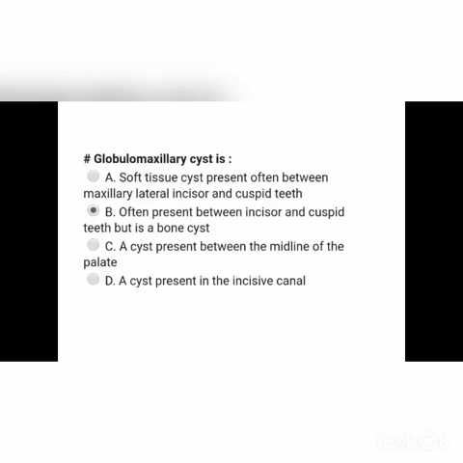Globulomaxillary cyst is also known as premaxilla maxillary cyst. This is a fissural cyst found within the bone between the maxillary lateral incisor and canine teeth. Radiographically, it is a well-defined radiolucency which frequently causes the roots of the adjacent teeth to diverge, and it is an inverted pear-shaped radiolucent area between the roots of the lateral incisor and canine teeth, and this is a characteristic feature of globulomaxillary cyst.